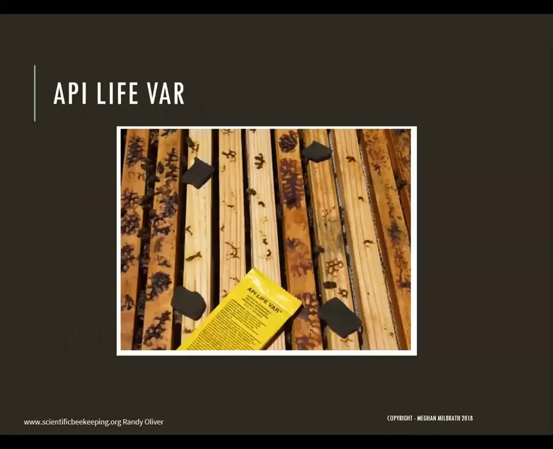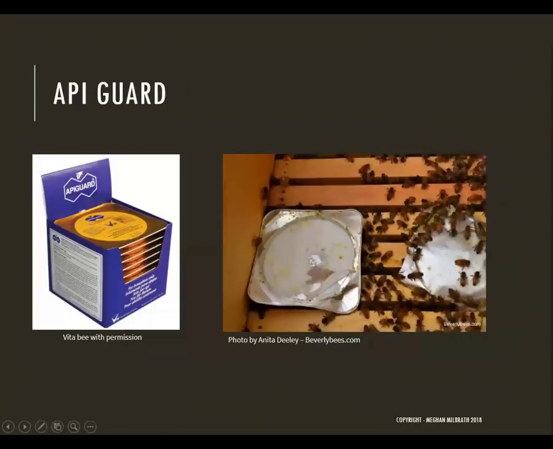So here's one of the options. It's Apilife Var, and it's applied with these little wafer things. These little 4 cookies, you break them off and you separate them through the hive, and then you have to come back and do another application of them. And this is the other one, Apigard, which is basically like a gel, and you just open up this little foil thing, and then the bees crawl all over it and carry it through the hive. Commercially, you can get it in much bigger options as well.